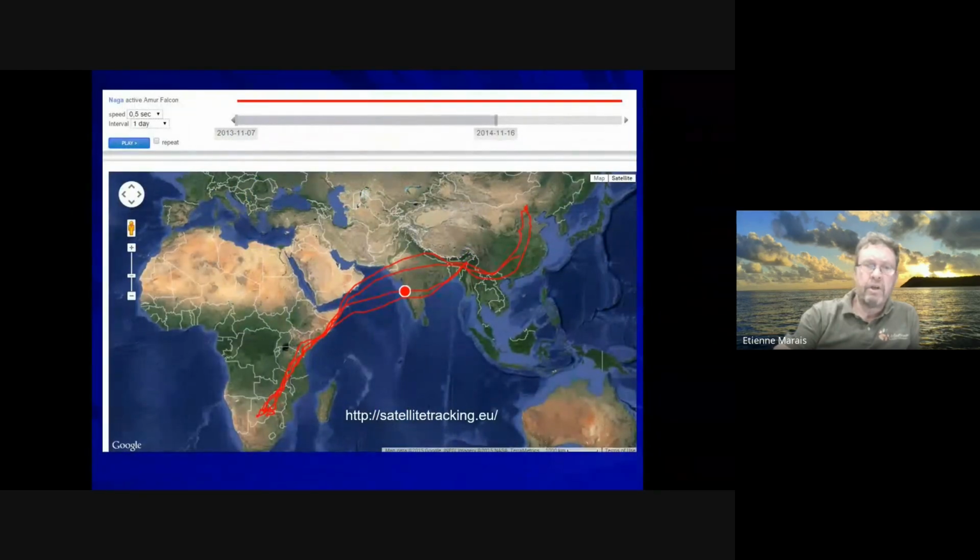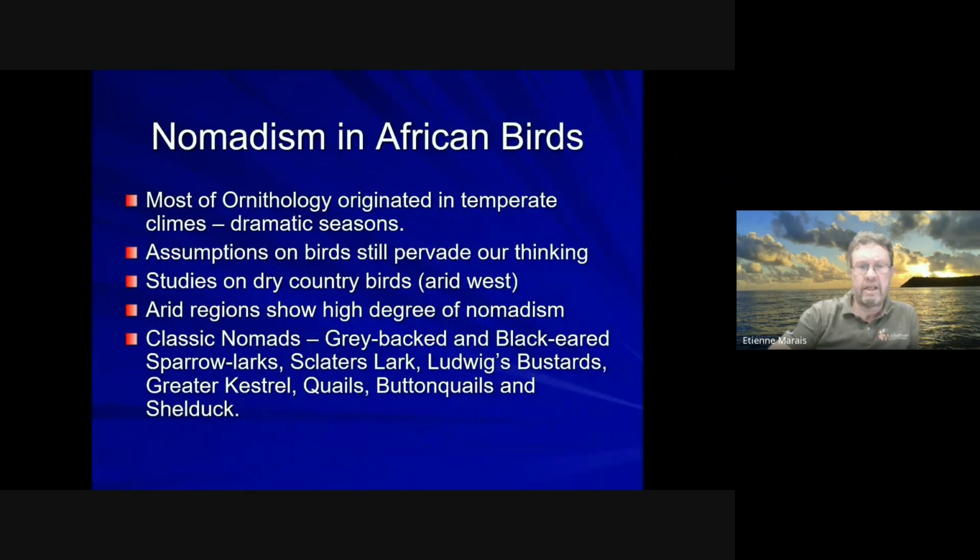And just to show some of the incredible data from tracking of Amur falcons, that's the Amur falcon route that it takes, and those particular birds ending up in Botswana. And if you go online, you can find a lot of the satellite tracking data, which is absolutely fascinating.